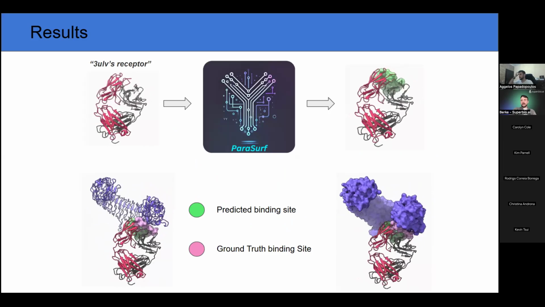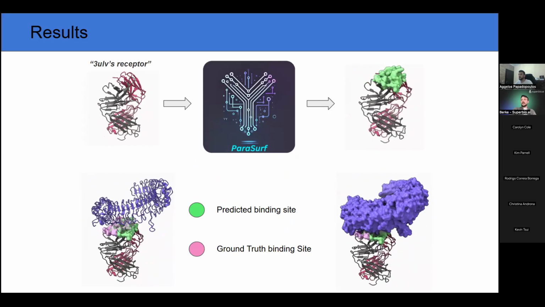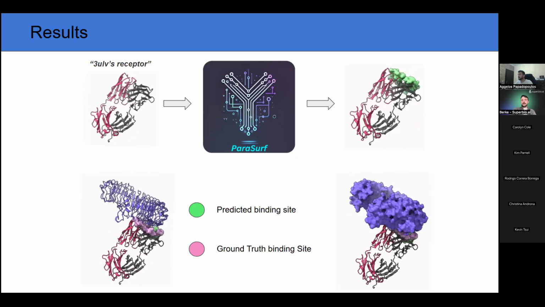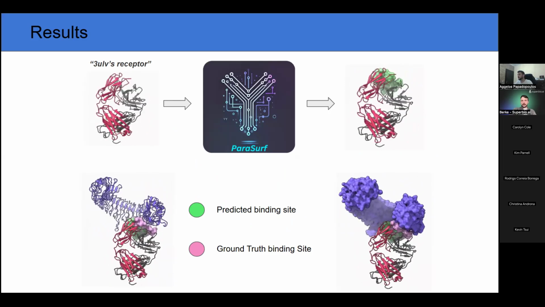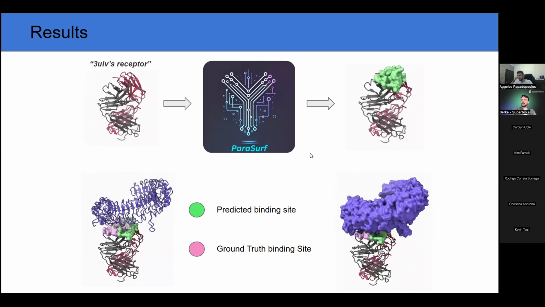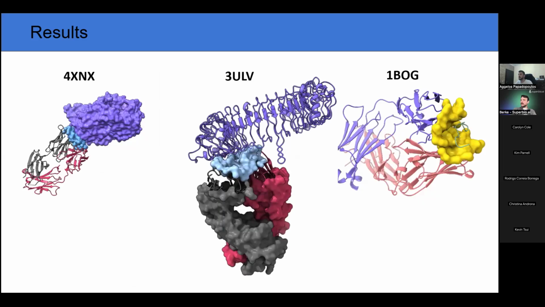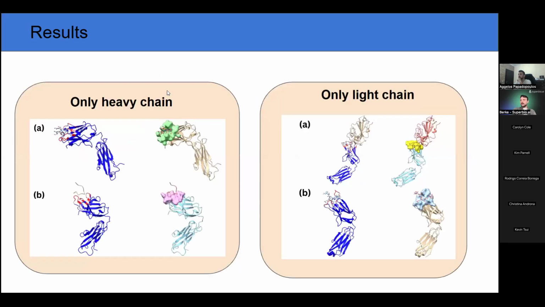Here are also some other results. Again, the input to our model is an antibody. We predict the binding site. Here you can see an overlap of the ground truth binding site and the binding site that we found. Some more results. Okay, we will see this later in the demo. These are the PDB codes that you can search from the Protein Data Bank online.